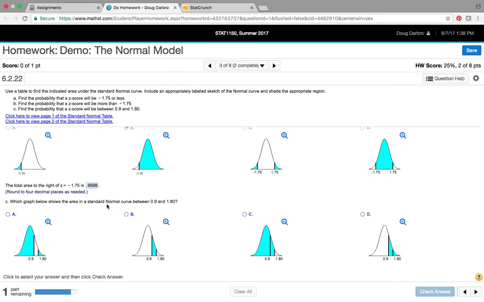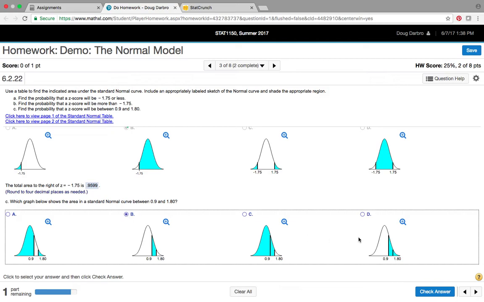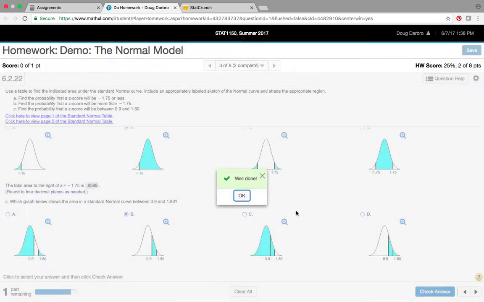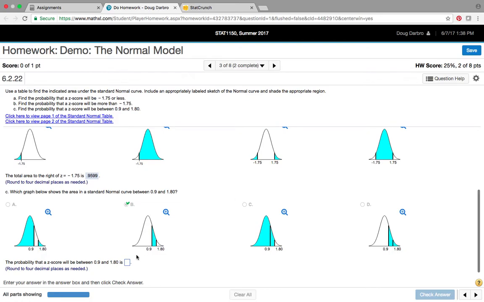Which graph shows the standard normal between 0.9 and 1.8? So we know it's going to be, let's see, no, it's going to be B. That one's kind of tricky there because it shows you 1.8, but it keeps going on all the way out to positive infinity. So they're trying to trick you a little bit there. But we're not going to be tricked, are we?